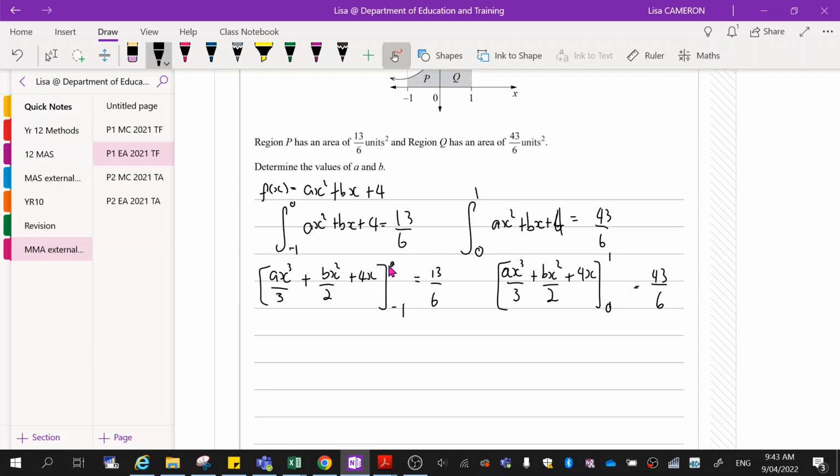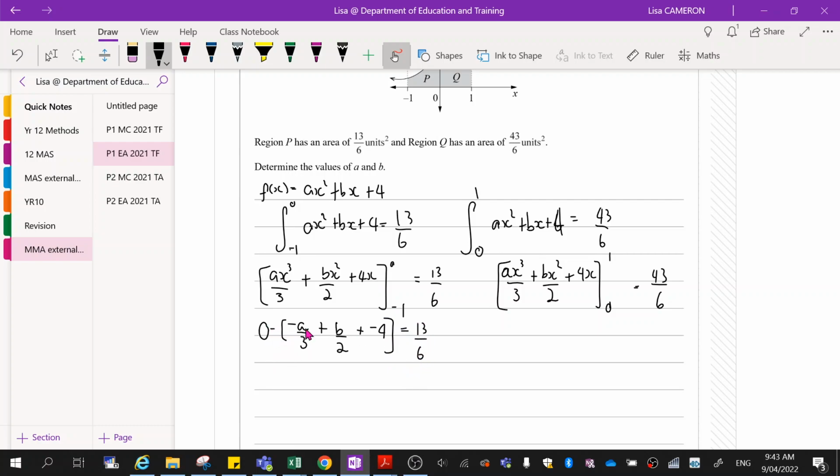Okay, so when I substitute 0 into the equation first, I end up with 0. So all of those parts will end up as 0. So it's going to be 0 minus. When I substitute negative 1 in here, I'll end up with negative 1. So it'll be minus a over 3. Plus here it'll end up being positive 1. Plus minus 4 when I substitute it in there. And that will be equal to 13 over 6.